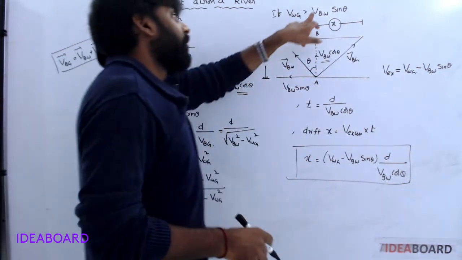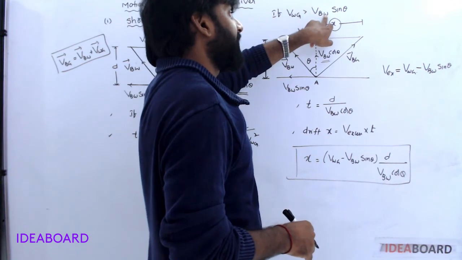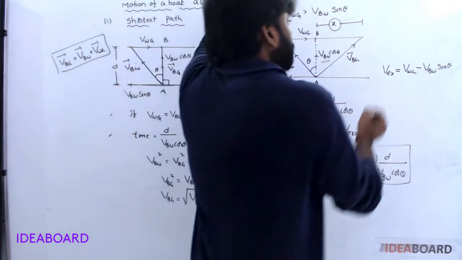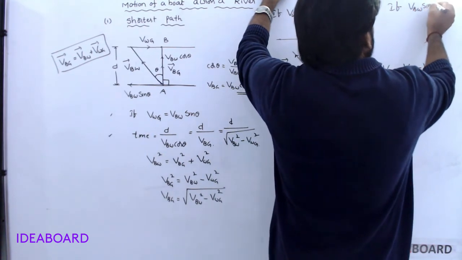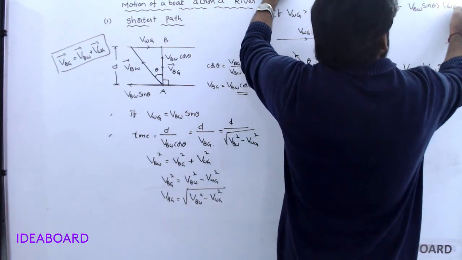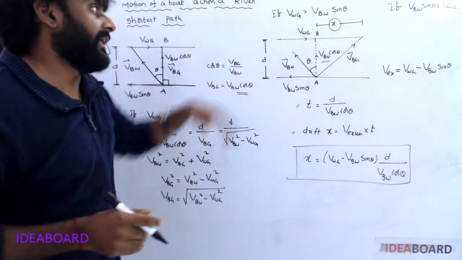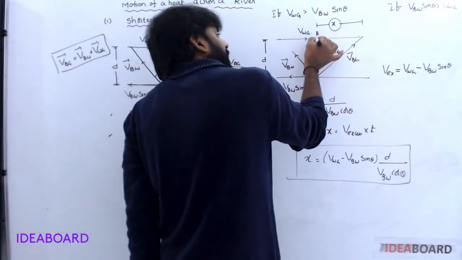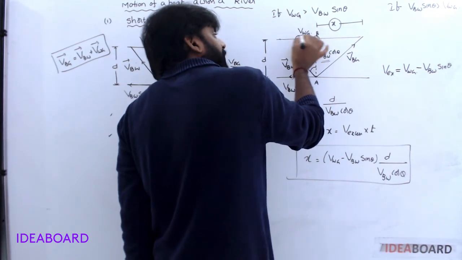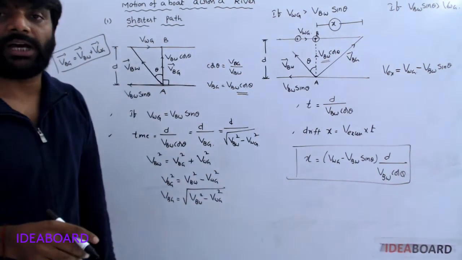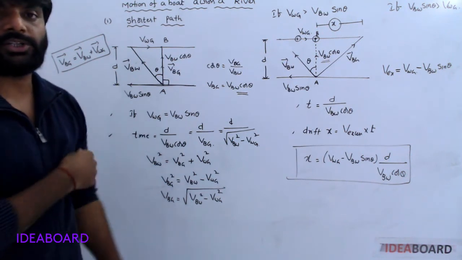If in case boat velocity with respect to water sin theta is greater than the water velocity with respect to ground, in that case the boat does not reach exactly point B. It is stopped before the point B. Understood? Okay.